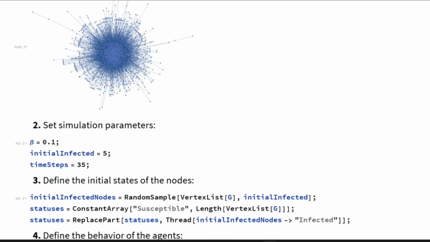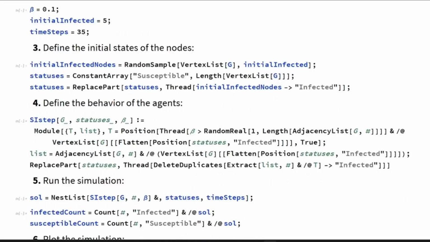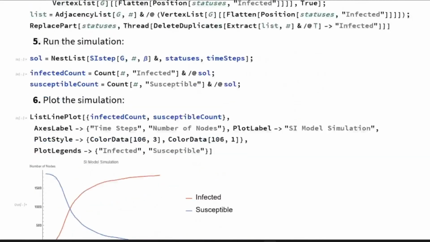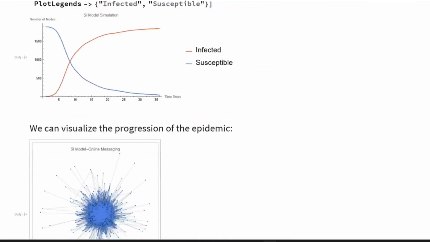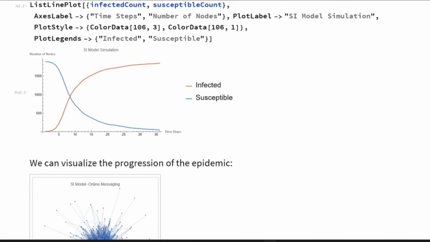This can be modeled using the SI model on the network with the agent-based simulation in the following way. We define the network, we set the simulation parameters, we define the initial state of the nodes, we define the behavior of the agent, we run the simulation, we plot the simulation, and we can observe that it follows the same trend as the differential equation approach. Here the growth in the number of infected nodes follows a logistic-like curve.